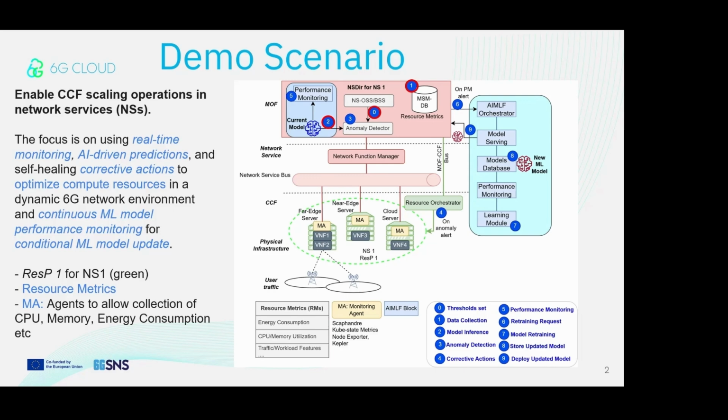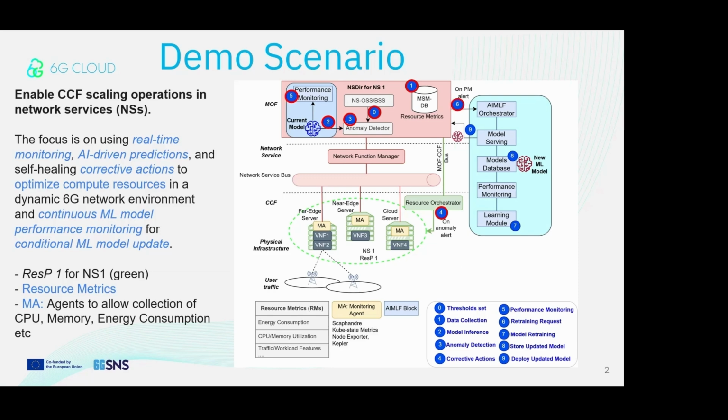The predicted values are then assessed by the anomaly detector, in step 3, to conditionally trigger CPU overload events. On anomaly detection alert, the NSDIR communicates the corrective action to the CCF resource orchestrator, which applies server scaling operations, step 4. In parallel, the performance monitoring module co-hosted in the MOF continuously evaluates the predictive performance of the running ML model. Specifically, in step 5, the performance monitoring module raises a performance degradation alarm, which drives the NSDIR to request a model retraining operation from the AIMLF, step 6.